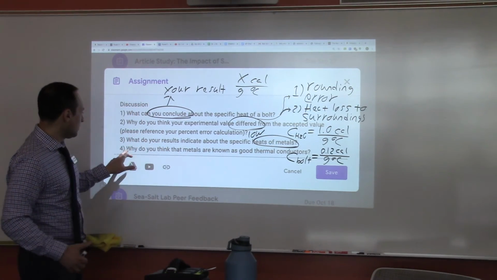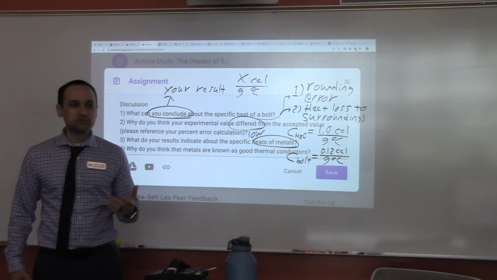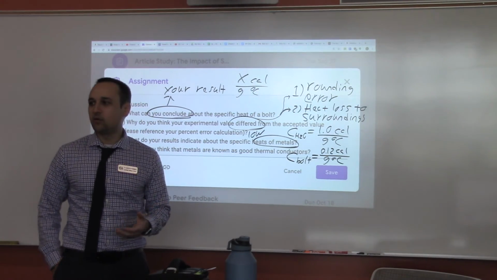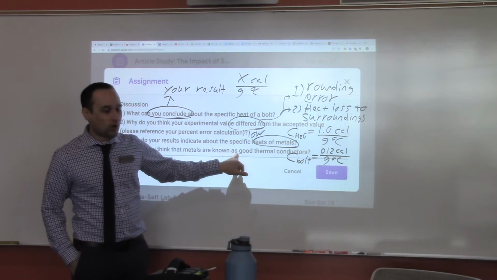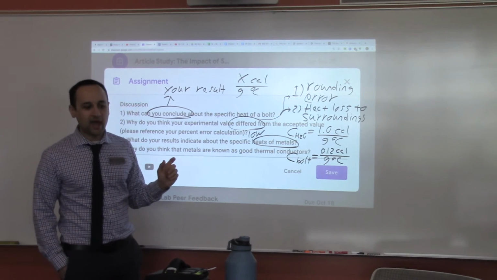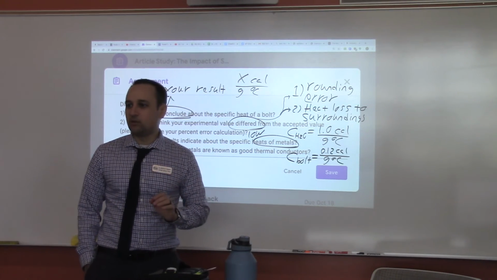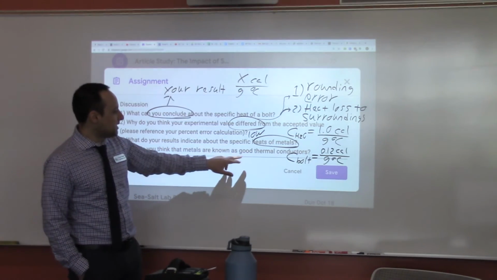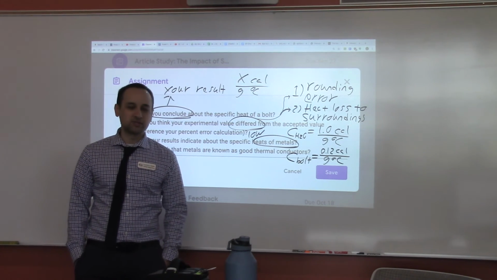And related to that, why do you think metals are known as good thermal conductors? Metals do conduct heat quite well, and there are 2 reasons for this. One, metals are highly dense. Metals are very dense, and they have delocalized electrons. So metals conduct heat well because of that property. In keeping with that, metals also have low specific heat. So those 2 things are related.